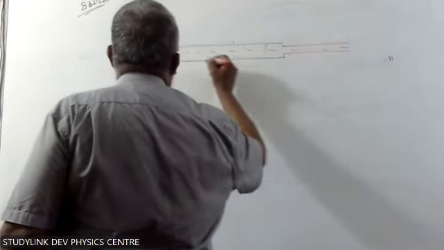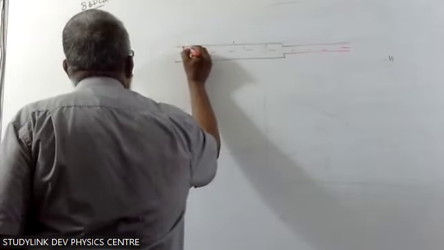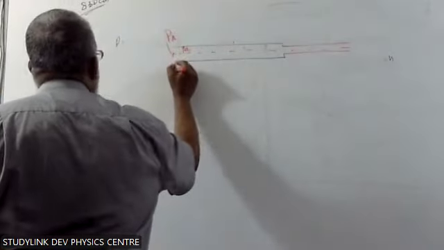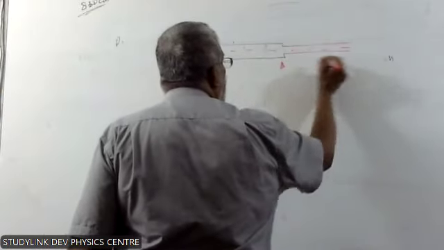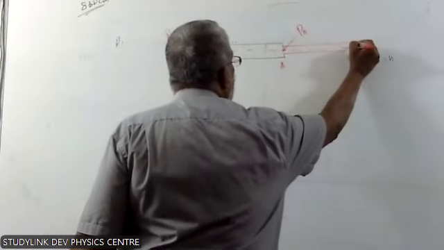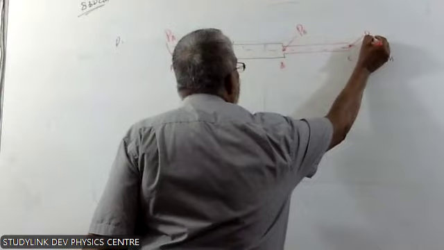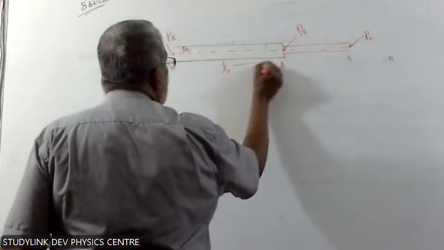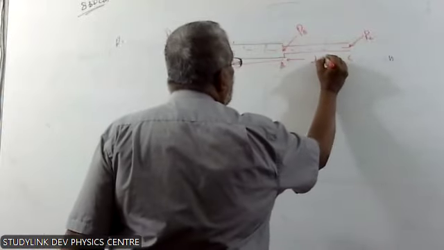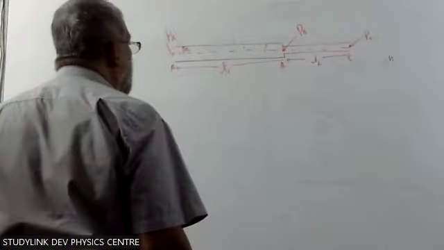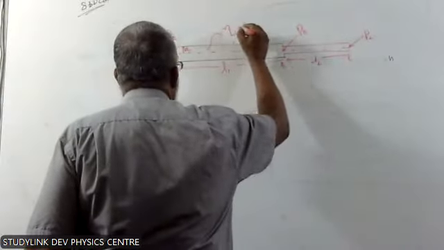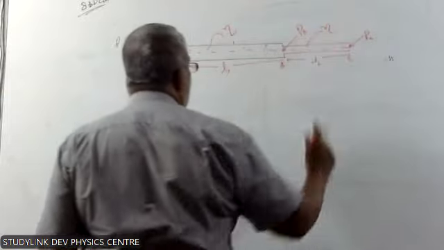Here is the common axis. This is A1. Here the pressure is P1 or PA. This is A, this is B, this is C. Here the pressure is PB, and here the pressure is PC. The length is L1 here, and this is L2. The same liquid flows through, so eta is also the same.